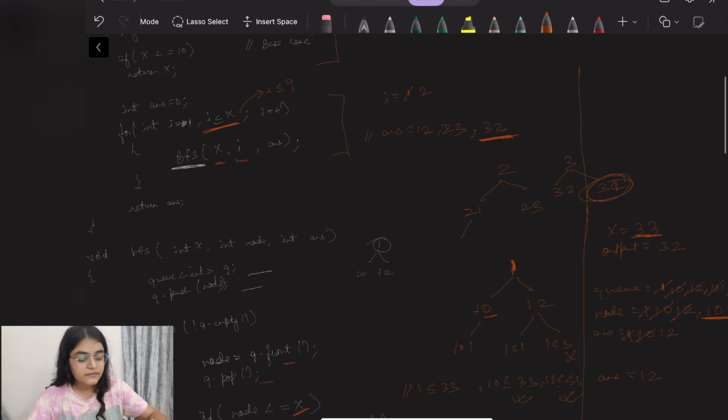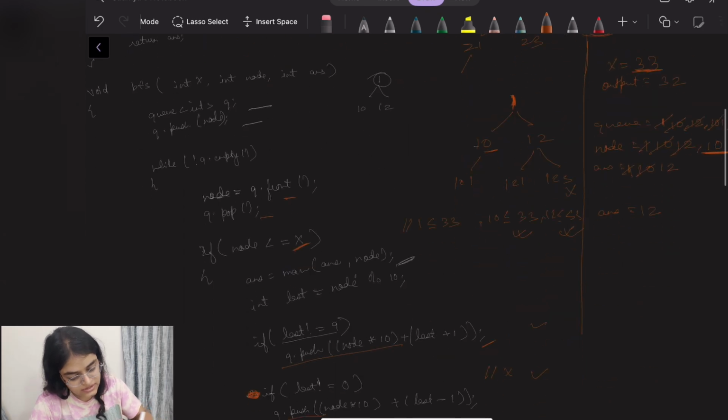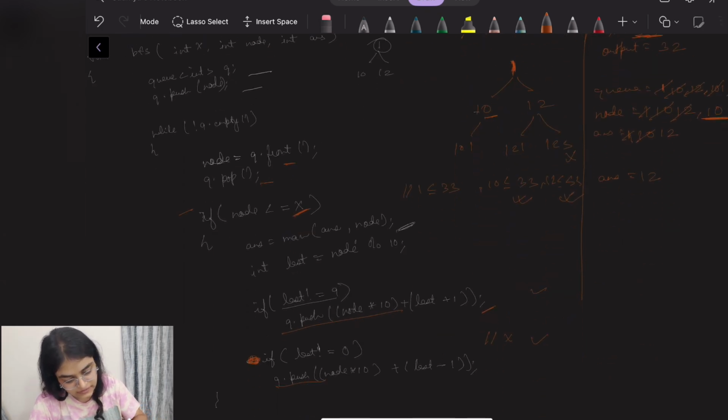So every time after 3, when it goes, our answer will only have 32. Because for 4 we can see it's 43. 43 is always greater than 33. So it won't cross this if condition.